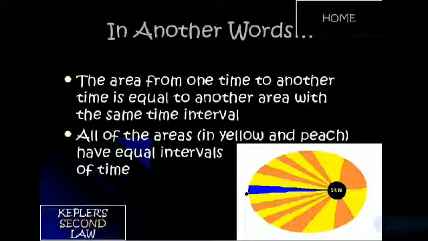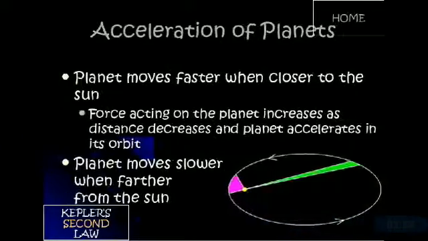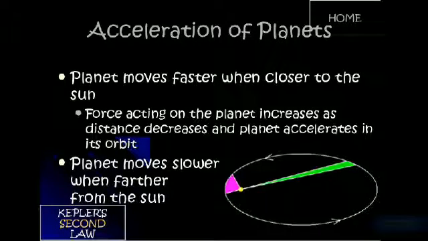In other words, the area from one time to another time is equal to another area with the same time interval. All of the areas in yellow and peach have equal intervals of time. Acceleration of planets. Planets move faster when closer to the Sun because of the gravitational pull. Force acting on the planet increases as distance decreases and the planet accelerates in its orbit. Planets move slower when farther from the Sun.